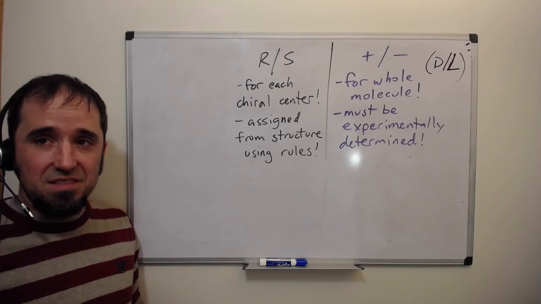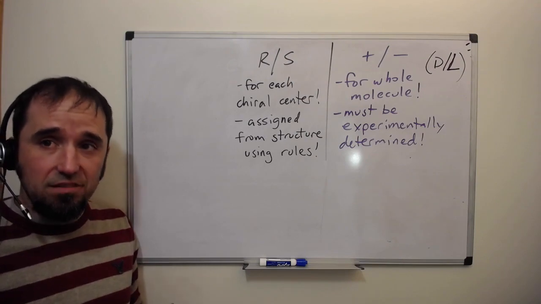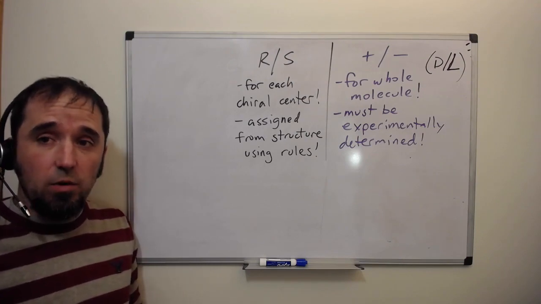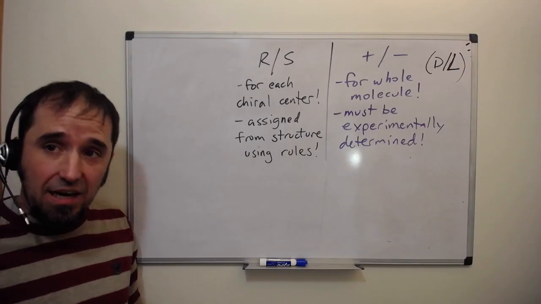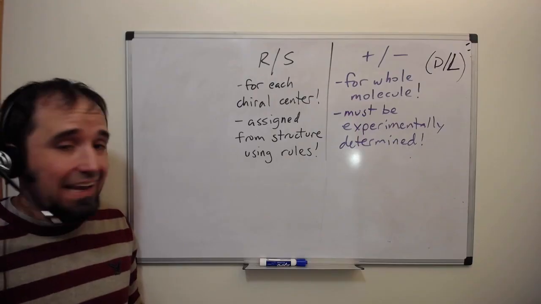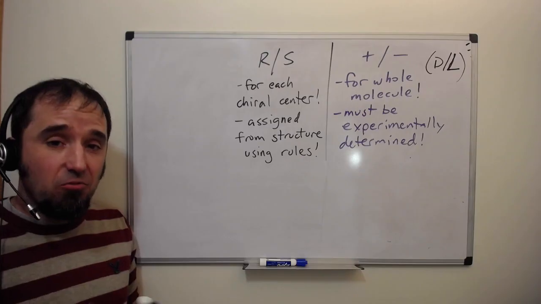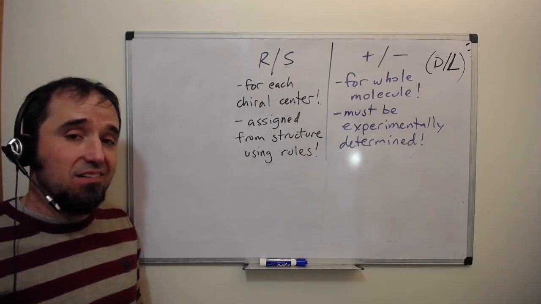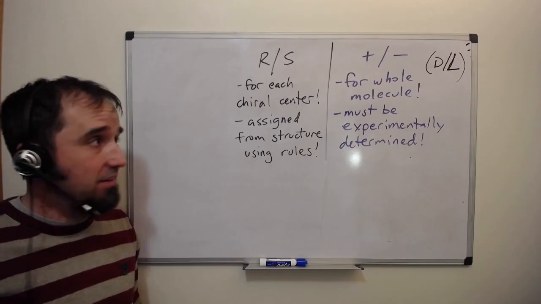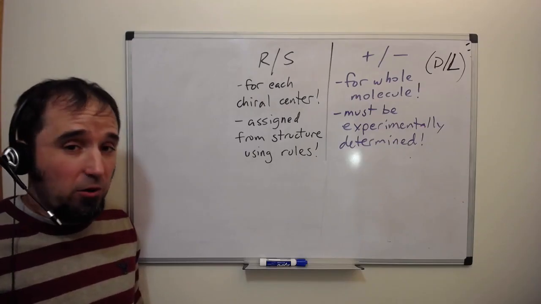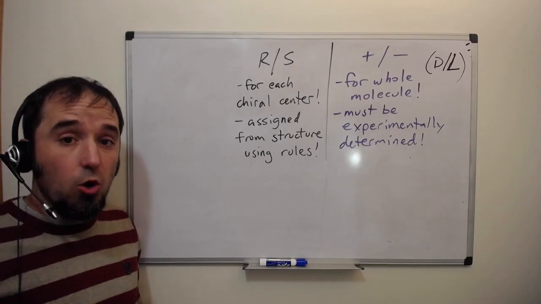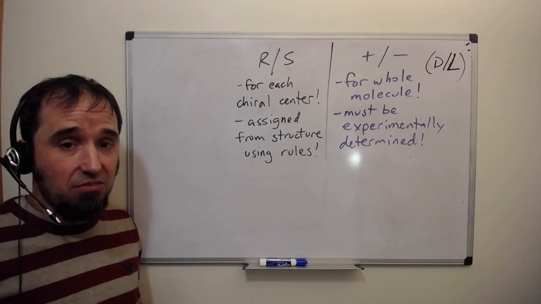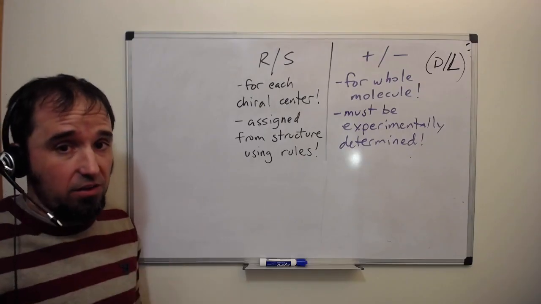It's worth drawing some distinctions between R and S and plus and minus. So R and S, we just went through. We have to assign it for each chiral center in a molecule, and we can assign it from the structure. So if you show me a drawing of a molecule, I can tell you R versus S. Plus and minus does not work like that. Plus and minus, first of all, is for the whole molecule, because I'm just looking to see if the whole thing rotates light one way or the other way.